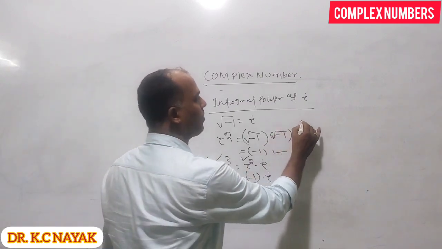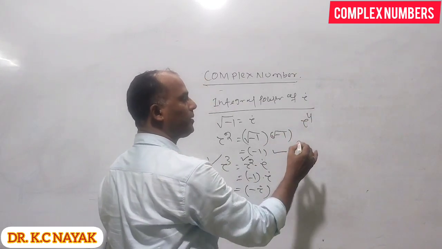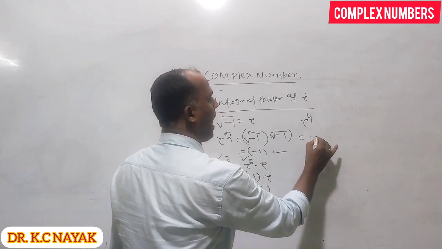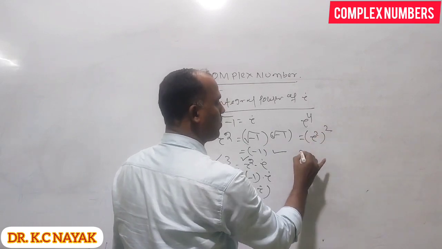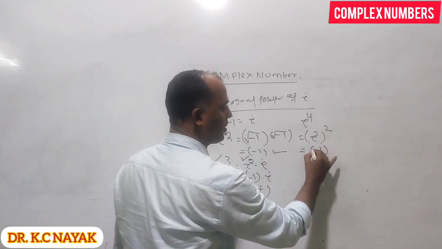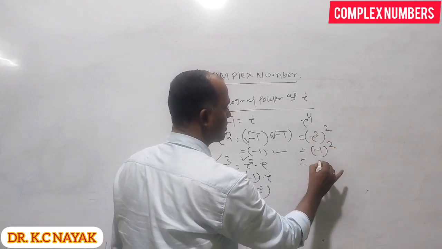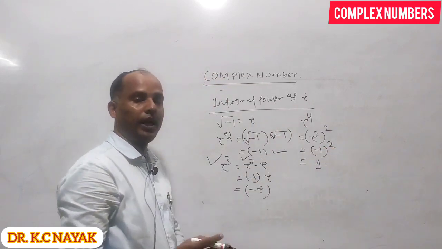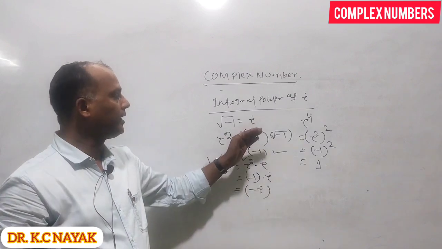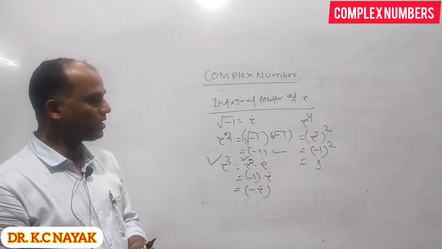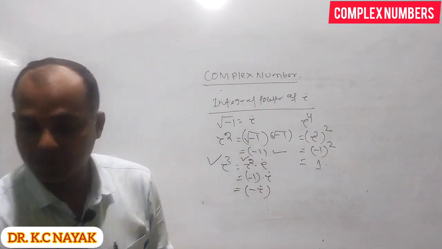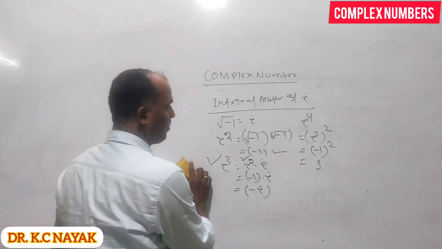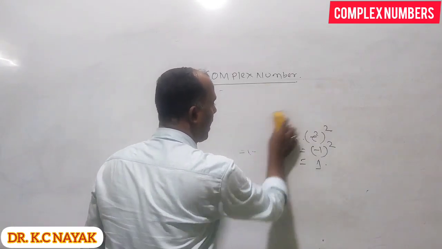If we go for the value of i to the power 4, what is it? i to the power 4 is i square whole square. What is the value of i square? That is minus 1, so minus 1 square is equal to 1. Similarly, we represent the integral powers of i in this way.